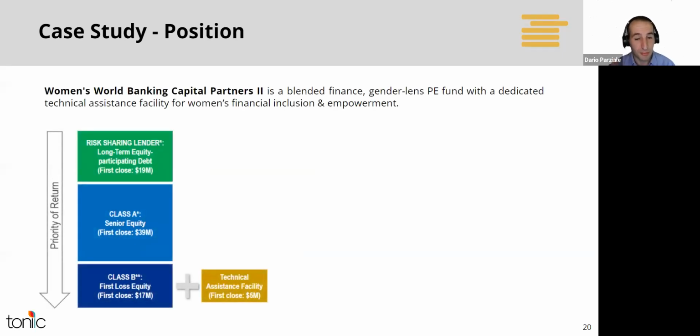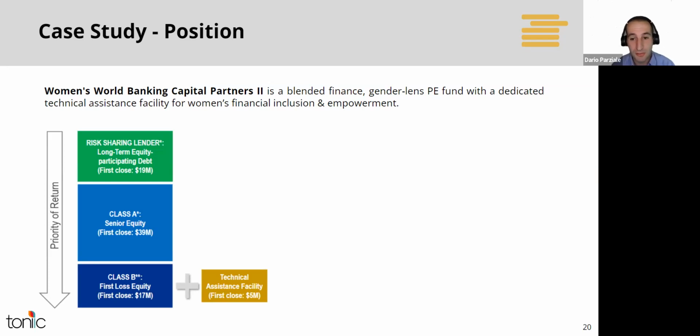The Women's World Banking Capital Partners Fund 2 is a blended finance, gender lens private equity fund with a dedicated technical assistance facility for women's financial inclusion and empowerment. It invests in financial institutions in emerging countries that serve women and promotes inclusive corporate policies to their portfolio companies. One of the distinguishing features of their second fund is that the fund leverages a blended finance capitalization structure. What it means is that there are different priorities of returns and expected risk based on the appetite of every investor. In the image on the screen, you can see their Fund 2 structure.